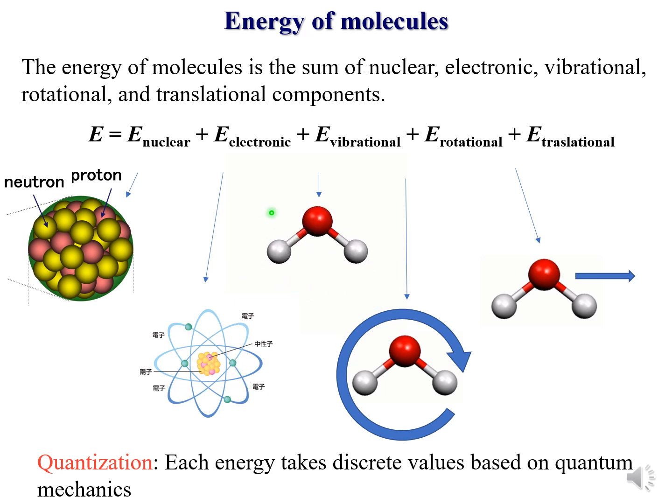Vibrational, rotational, and translational energy are related to molecular motion. Molecular vibrations are periodic displacements of the position of nuclei without movement of the center of gravity. The rotation of a molecule is the movement around its center of gravity. The translation of a molecule is the motion in which all the atoms that compose the molecule move at the same speed. The amount of energy becomes smaller as it goes from nuclear energy to translational energy. Each energy takes discrete values based on quantum mechanics and is called quantized.